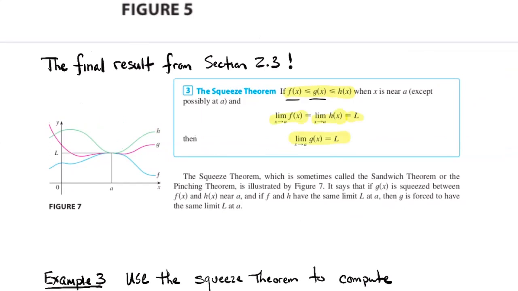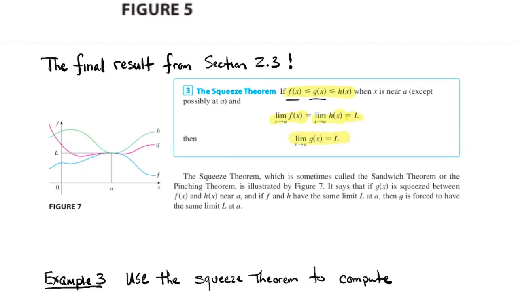So why is it called the squeeze theorem? Well, because g is stuck between h and f. And h and f have the same limit. They're both going to L. So g is squeezed in to have that same limit as well. If you are stuck between me and some other person, and me and that other person are going to the same place, you have to stay between us.